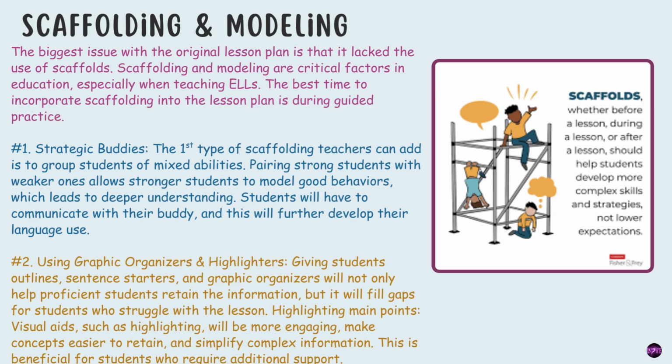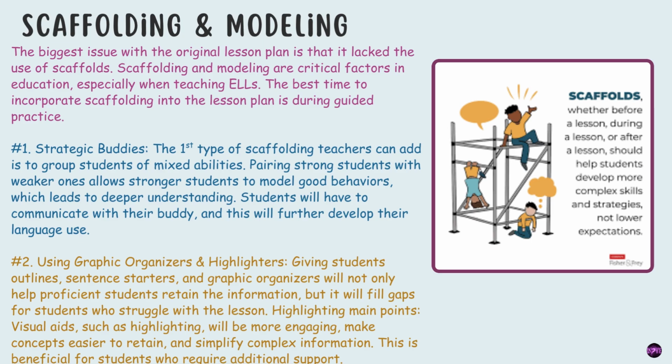So this is very easy for teachers to include in types of scaffolding. The original lesson plan did say to group students of mixed abilities, but didn't kind of elaborate on what that means. So I did. Basically, pairing strong students with weaker ones to allow stronger students to model good behaviors, and that should lead to deeper understanding, because if you have a student that works at a higher level and they really understand the concepts of the writing process quite quickly, they can help their peers that need a little bit more guidance, and they might be able to explain it to them better than even the teacher might.